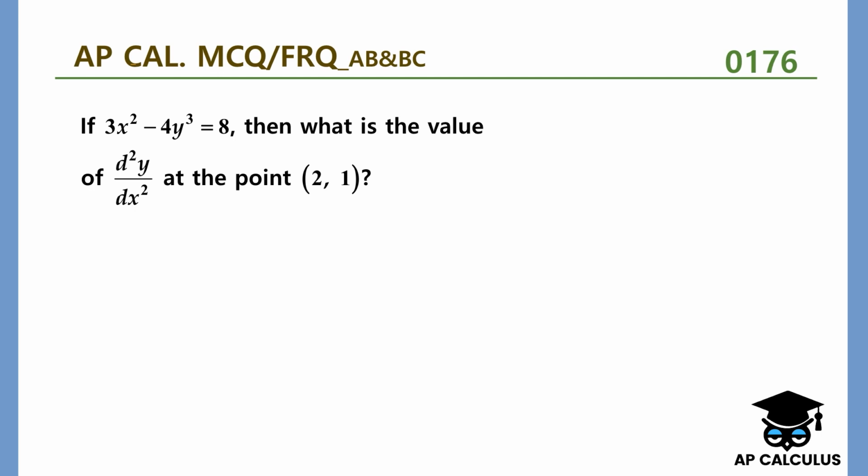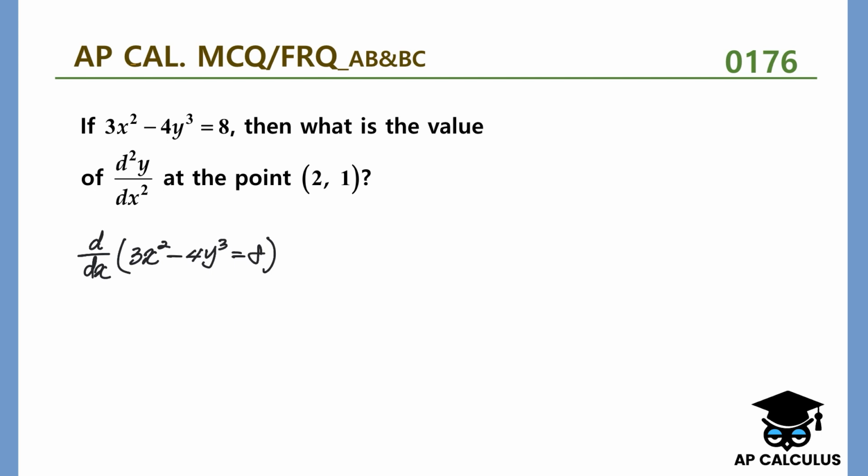Question 176. We have 3x squared minus 4y cubed is equal to 8. Then what is the value of the second derivative at the point 2, 1? This is an equation in implicit form, so we're going to do implicit differentiation. So 3x squared minus 4y cubed is equal to 8. Let's differentiate with respect to x.